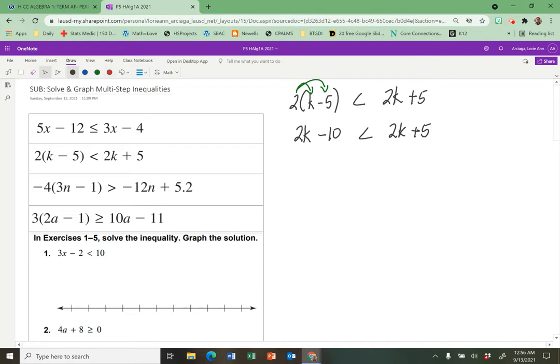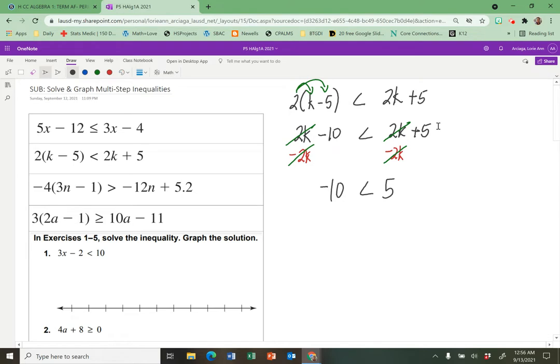Well, since they both have 2k, we can subtract 2k from both sides. And what's going to happen? These two will cancel out because that's a 0 pair. These two will also cancel out. Now what do we have left? We have negative 10 is less than 5. No more variable. Is this something we can graph?